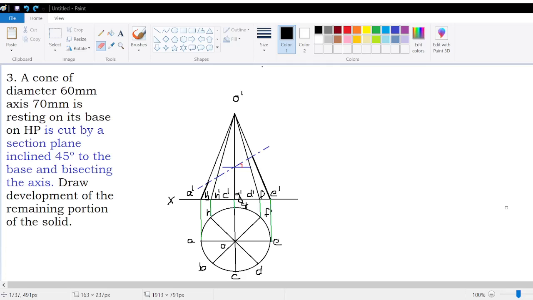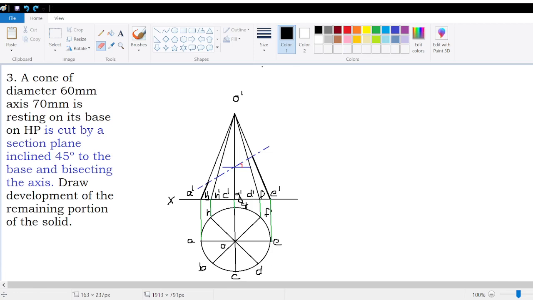Good morning, students. So in this video, we'll see the development of a cone. Unlike a pyramid, a cone doesn't have any corners or edges for us to locate these cutting points.